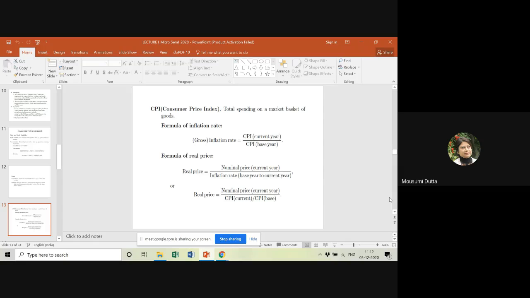Gross inflation rate, or inflation rate, the entire inflation rate, not adjusted. Inflation rate is equal to consumer price index in current year divided by consumer price index in base year.